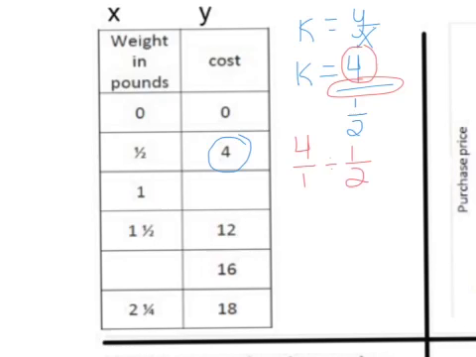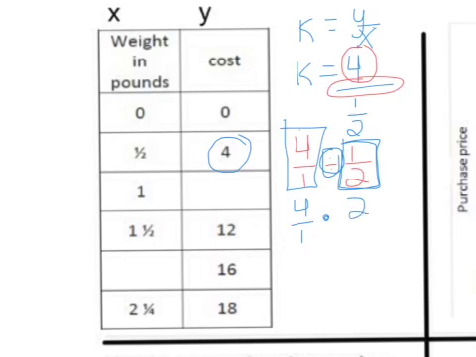Now we're going to keep the first fraction the way it is, change this to a times, and flip the second fraction. Let's do that. So 4 over 1 stays the way it is. Change the division symbol to a times. And then we're going to flip the second one. So in this case, the constant of proportionality is going to be 8. 8 over 1 is just 8.